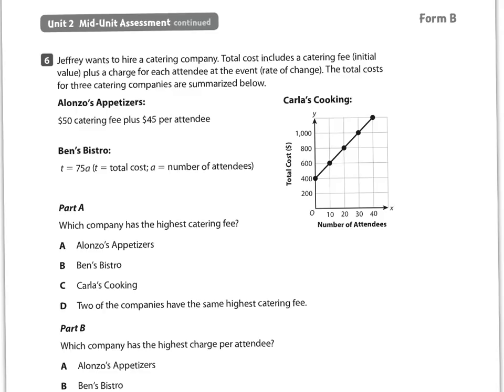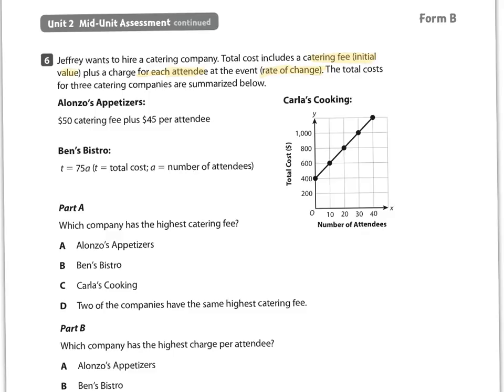Okay, so we know that our fee is going to be our initial value, and then also per attendee is going to be your rate of change. So what we need to do in this problem is find the slope or the rate of change, and then also find the initial value. Once you have that, everything's going to be a lot easier.